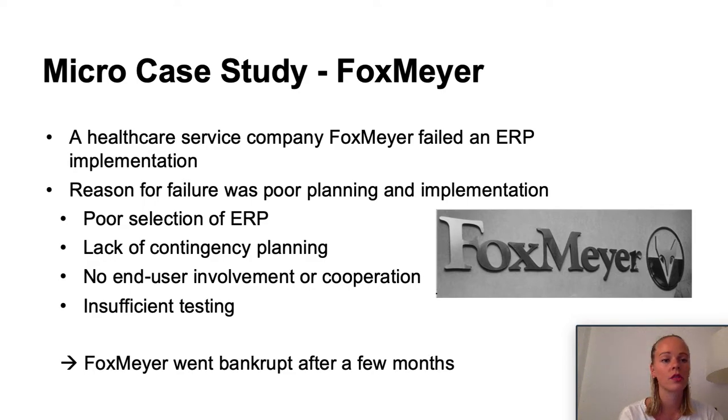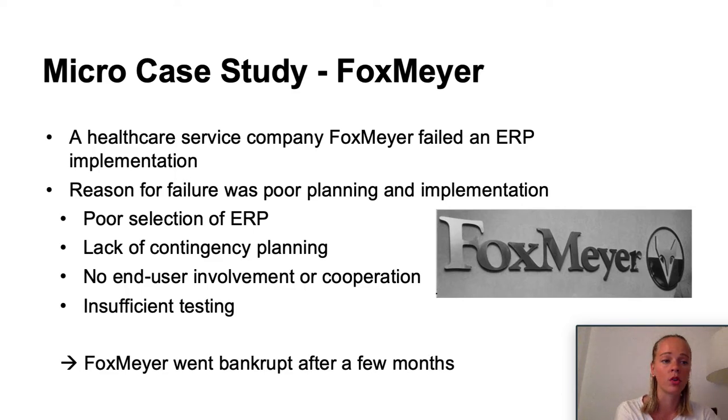A healthcare service company called FoxMeyer was the fifth largest drug wholesaler in the United States in the early 90s. Because of fierce competition, FoxMeyer needed a solution to make complex supply chain decisions while facing cost pressure. They decided that an ERP would offer the best solution. However, the implementation of the ERP system failed. The reason for the failure was poor planning and implementation.